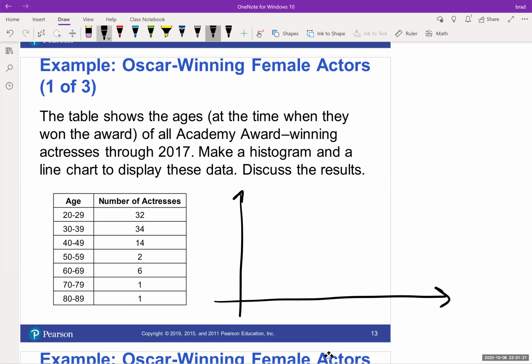Okay, so 20 to 29. So what are we going to do here? Let's do 10, 20, 30, 40, 50. Oops, I guess it's got to be bigger than that. 10, 20, 30, 40, 50, 60, 70, 80, 90. Okay.